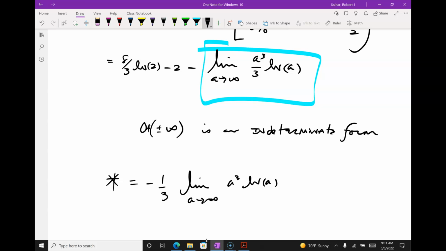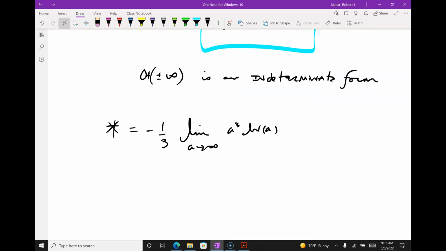So what I do is I move one of my upstairs functions downstairs. And the easiest one to move is the polynomial. So first of all, agreed that it's still equal? Yeah, keep, change, flip, right? So now ln of a goes to minus infinity, and 1 over a cubed goes to infinity.